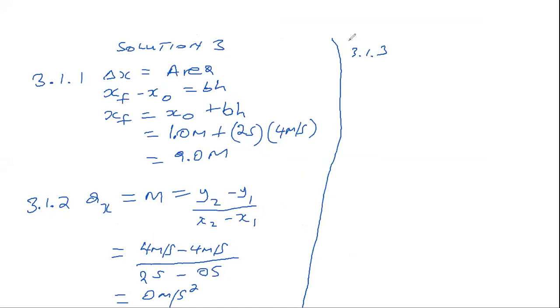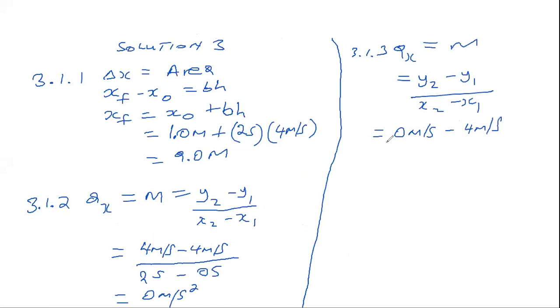As I've mentioned, acceleration in a velocity time graph is the same as the slope, which is y2 minus y1, which is v final minus v initial, over x2 minus x1. Okay, y2, as I've mentioned, is the final velocity, which is 0 meters per second. y1 is 4 meters per second. Okay, let's check now.